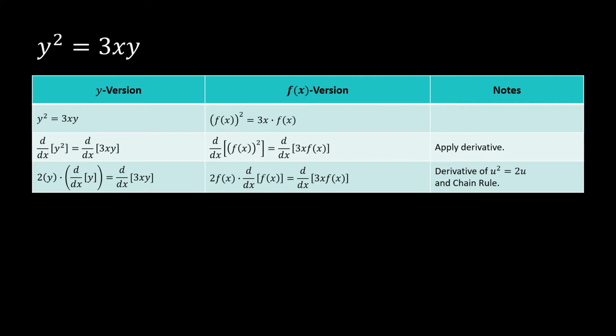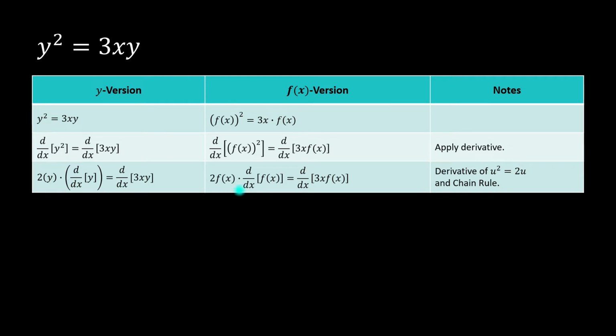Okay, so now the next step, I'm going to do just the left side. So here I have the derivative of y squared, the derivative of f of x squared. I know that if I take the derivative of something squared, it's 2 times that thing, but then I have to apply the chain rule, right? Then I have to multiply by whatever the derivative of that thing is.